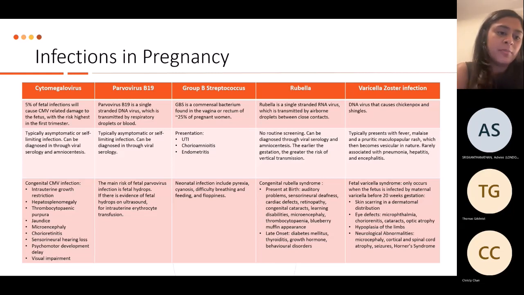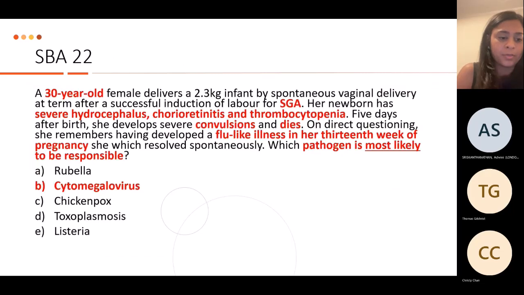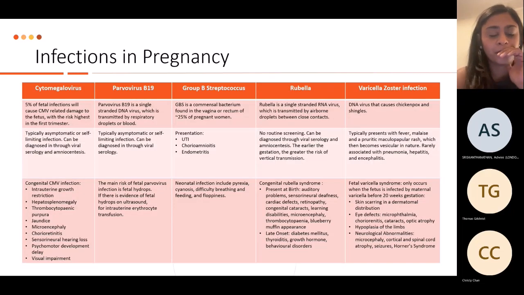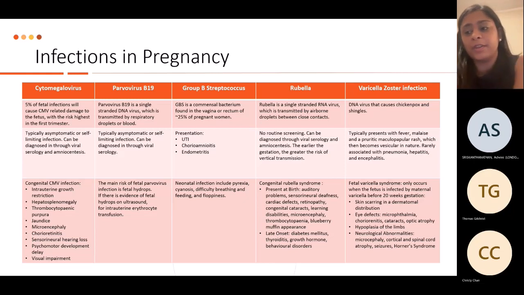In pregnancy, CMV is actually the most common infection that you can get, and congenital CMV is basically what this child was exhibiting, although a lot of the viruses in pregnancy tend to show similar symptoms, especially rubella and CMV. But you can see that there are some slight differences. It's a retinopathy and retinitis with congenital CMV. And we were talking about a severe hydrocephalus, which I don't think is very common with rubella. So that's just for you to see the differences between the five common infections that we talk about in the neonatal period that can be transferred from mum to fetus.